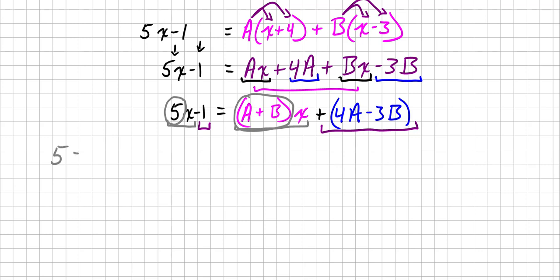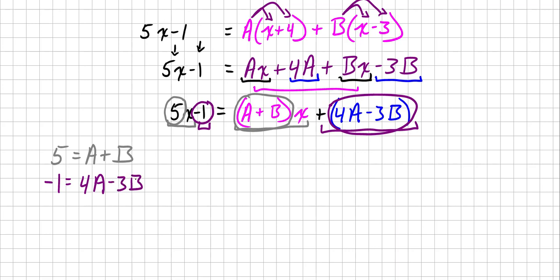So I have 5 is equal to A + B. Then I can take my negative 1 and set it equal to the other constants, and I have negative 1 is equal to 4A - 3B. This is a system of equations. Remember, you are always going to be referring back to techniques and concepts that you have studied previously, so you have to stay sharp on all of these. So we simply want to solve this system of equations.